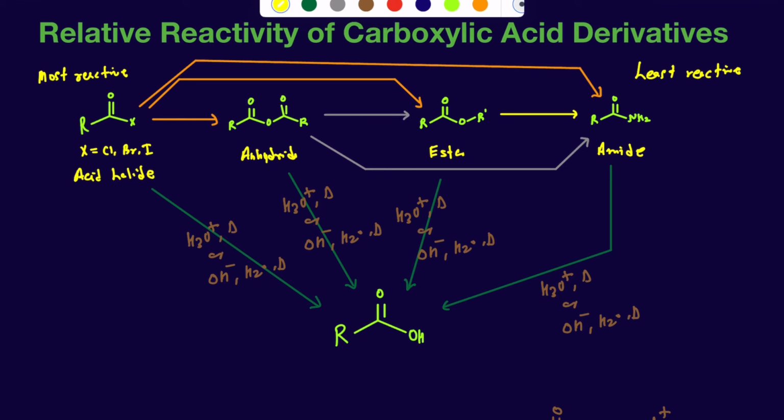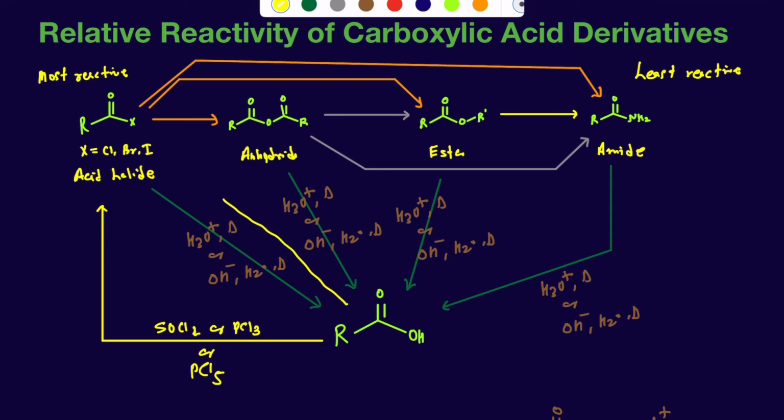So for example, if I want to make an acid chloride from here, a typical reagent I use would be SOCl2, or I can use PCl3, or even PCl5. So any one of those would work.